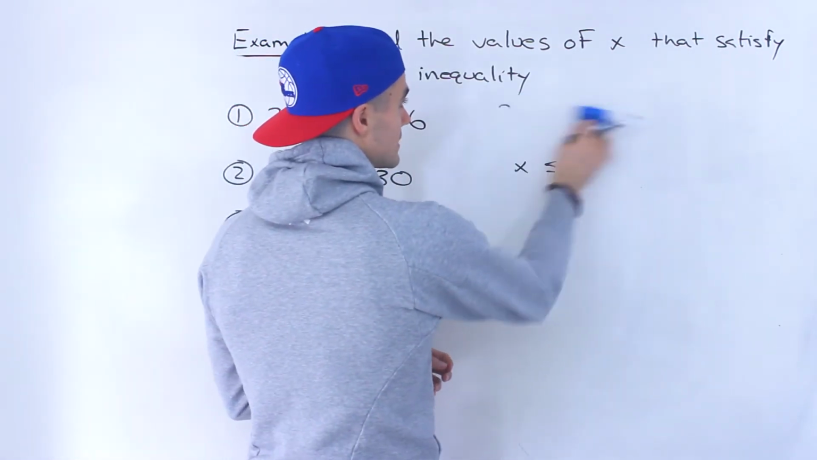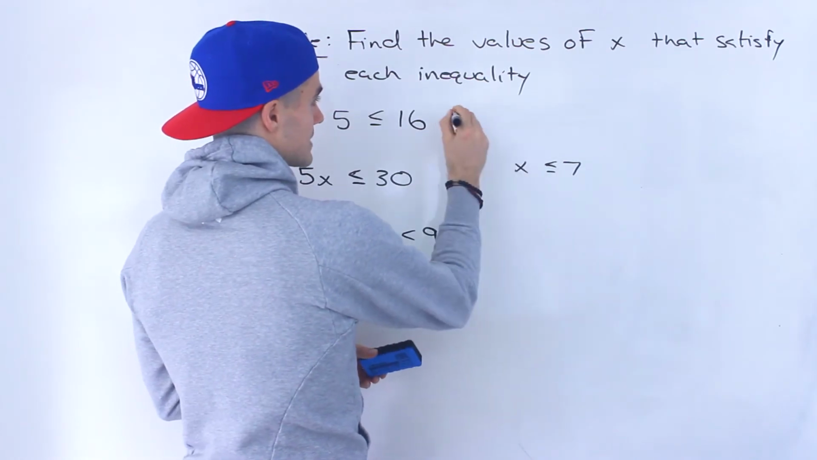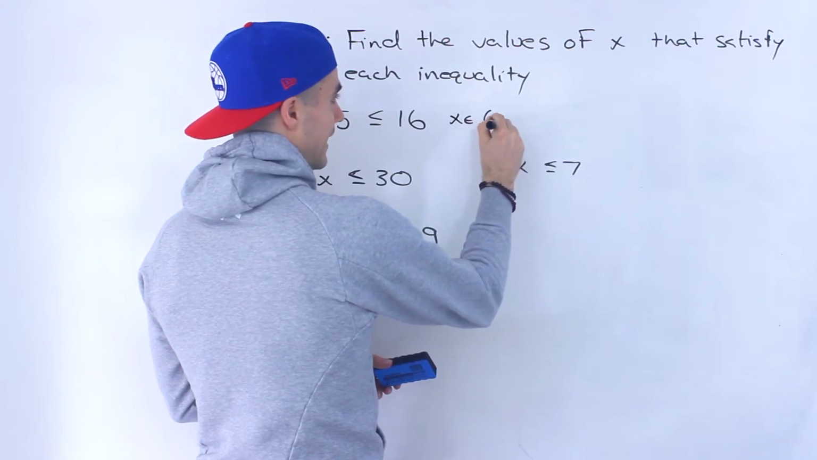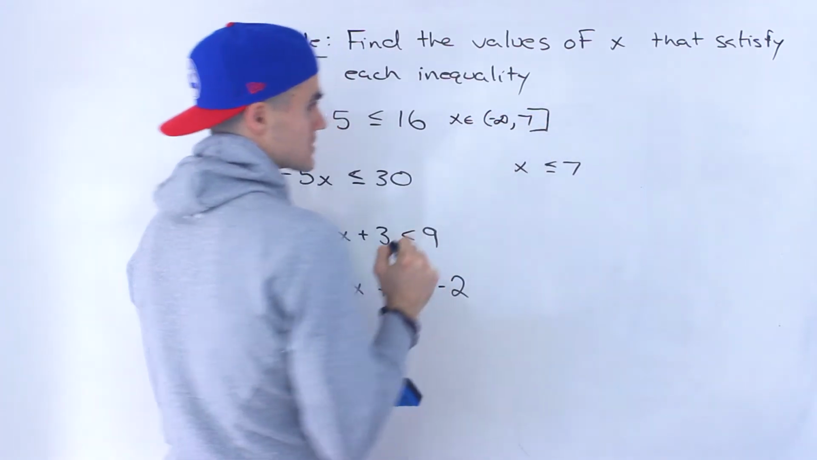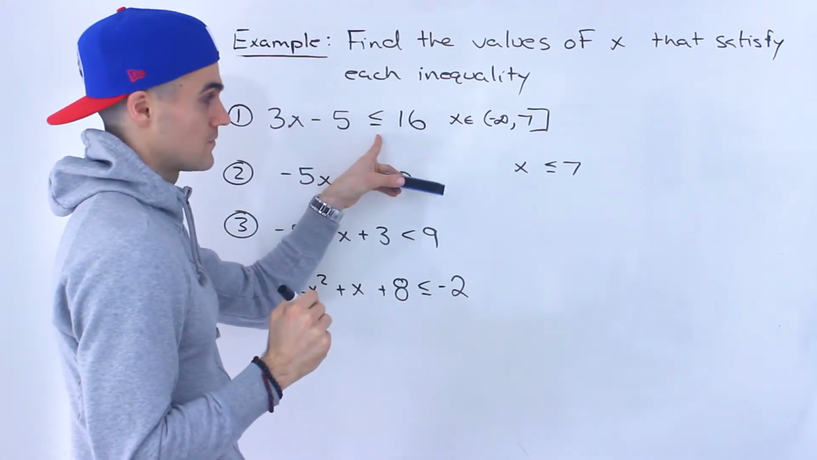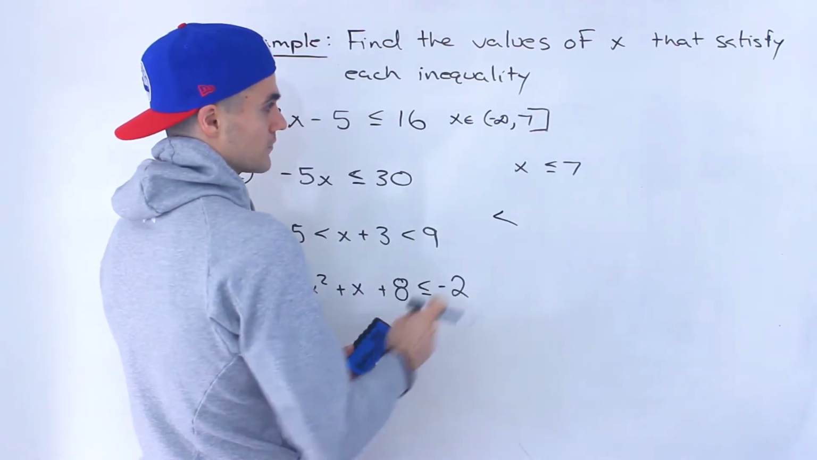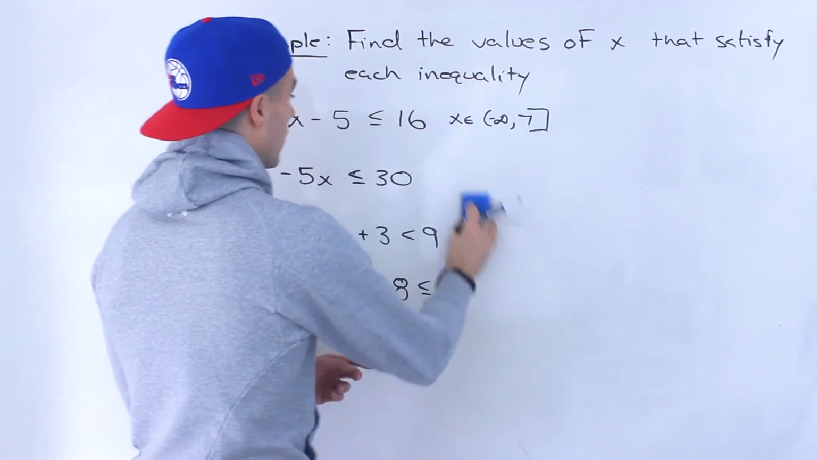Another way you could write this answer is to say that x is an element of negative infinity to positive 7, and that's a square bracket right there because it's less than or equal to. If it was just less than, then this would be a circle bracket. All right, so either this or that can be the answer for number one.